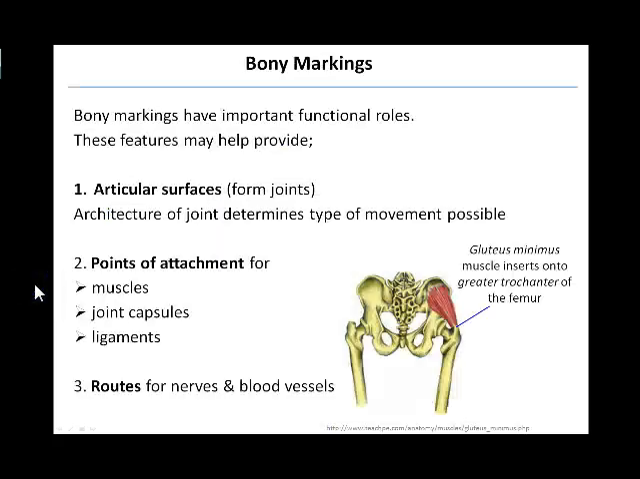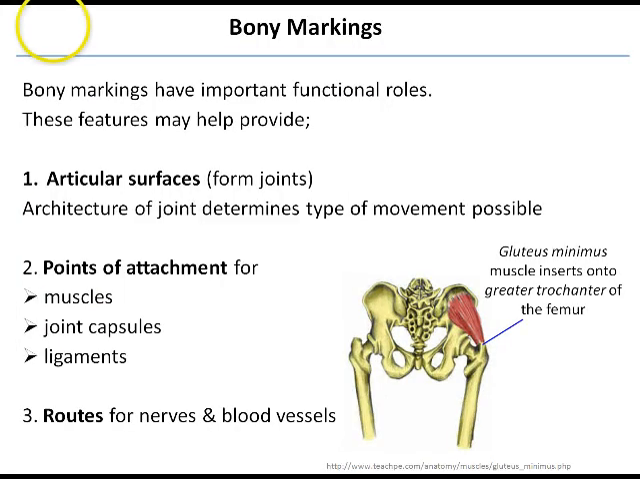Firstly, let's think about what bony markings are really there for. On each bone, we'll find a number of different features, and each of these features has an important role, either to form joints, and therefore are known as articular surfaces, or as a point of attachment for muscles, joint capsules or ligaments, or they could be there as just a marking for the route of nerves or blood vessels. Therefore, on the bones that we'll be looking at today, it's important to think about the purpose of each of the bony markings we'll be looking at. They may be either articular surfaces, points of attachment, or routes for a number of different structures.